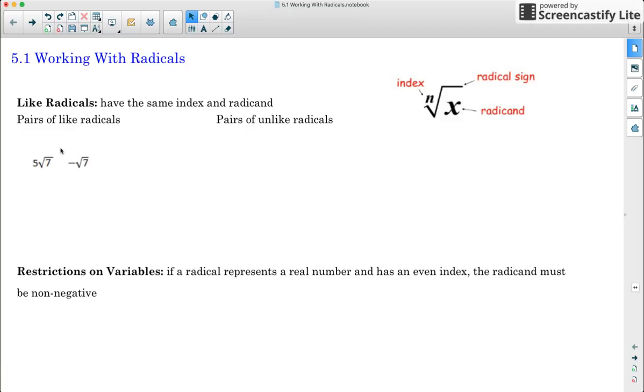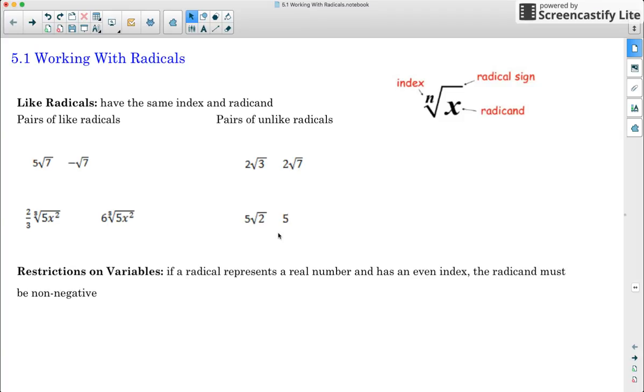So if we're looking at pairs of like radicals, these are pairs because they have the same radicand of 7 and the same index of 2. This is also a pair of like radicals, same index, as well as the same radicand. And unlike radicals would be an example where they have the same constant in the front, but the radicands are different. And this one here has the same constant, but there's no radicand attached here, so they are not like radicals.